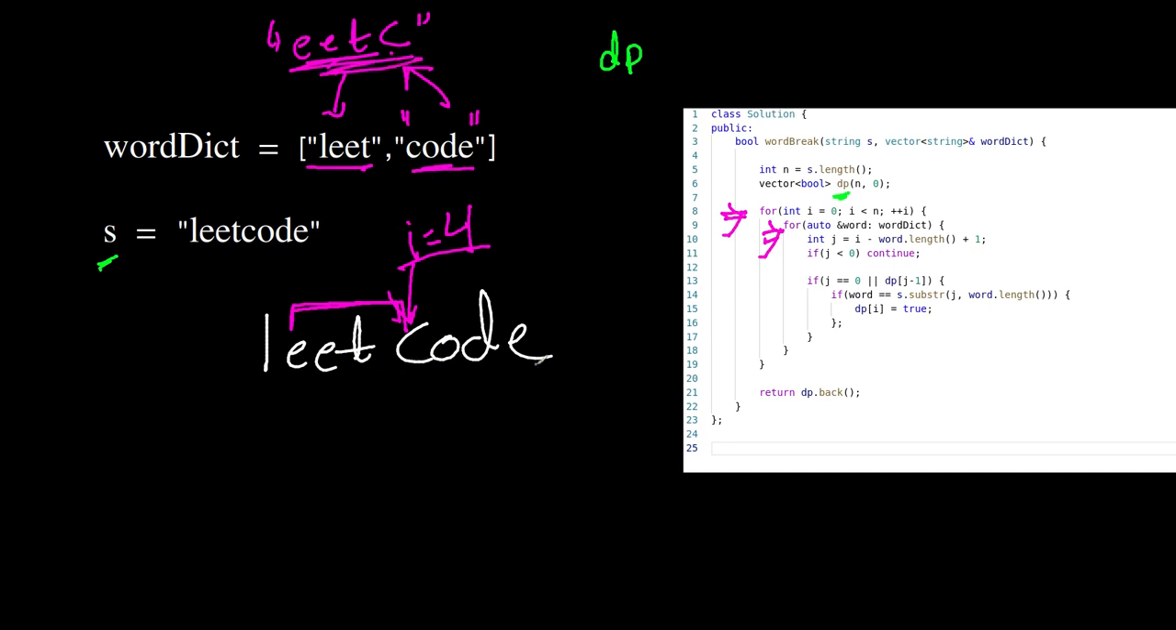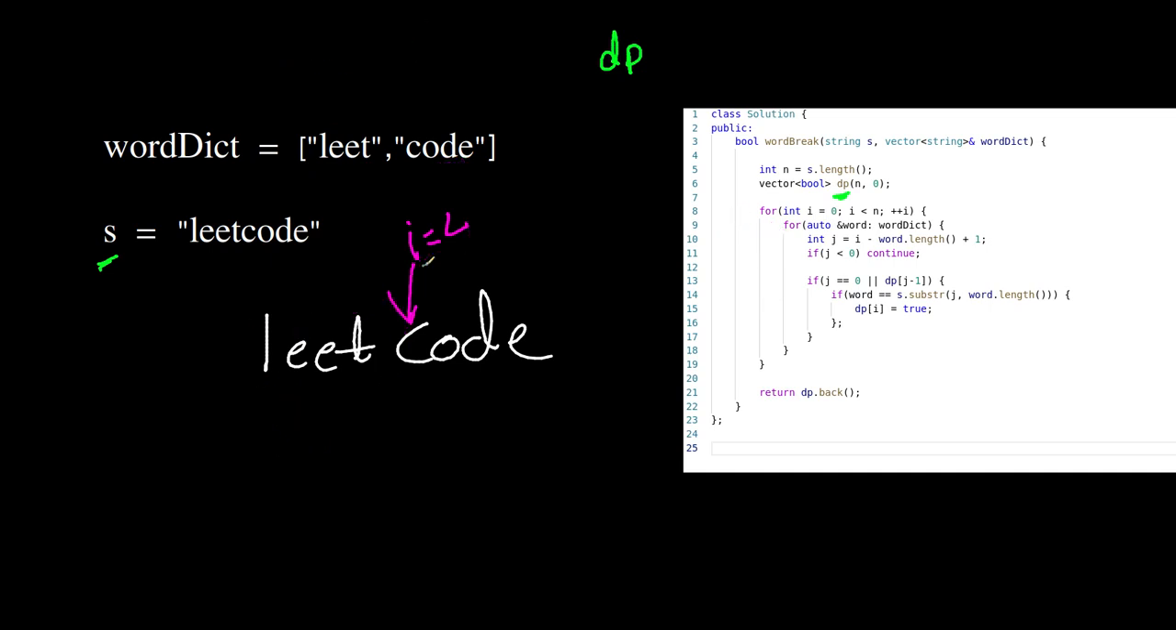Also, even before checking if the word is equal, we have to check db of j minus 1. The first word is leet, which has 4 characters, and db of 0, because j equals 1, will be false, and so this condition will not even apply. Now for the second one, it's also the same, 4 characters.